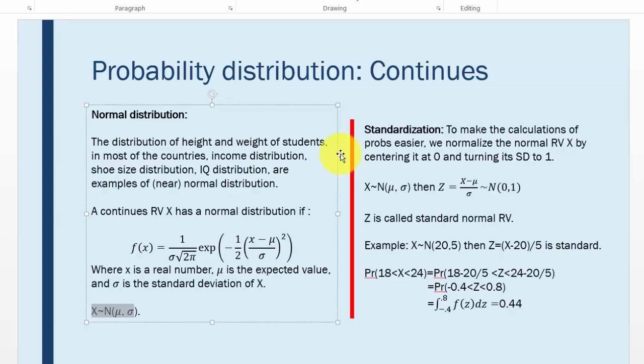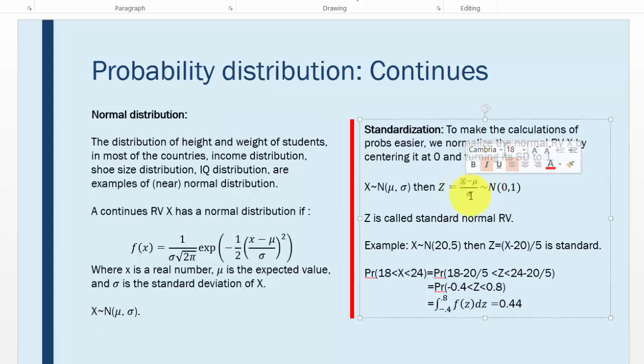Most of the time it's useful to standardize a normal distribution, meaning to convert its mean to 0 and its standard deviation to 1 by subtracting the mean from the random variable and then dividing it by sigma. The resulting random variable again has a normal distribution with mean 0 and standard deviation 1. In other words, the standard normal distribution is centered around 0 with a standard deviation of 1.